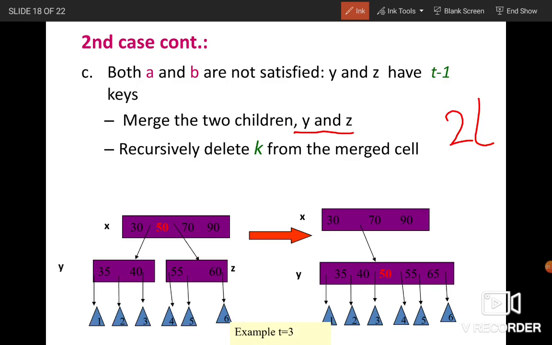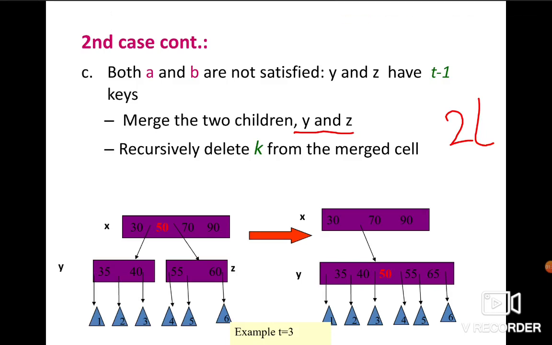So how can you perform the deletion operation? You have to merge the two children, that is 35, 40, 55, 65, and recursively delete k from the merged node. 50 is moved down and it is deleted recursively. So that's about the deletion process in B tree.